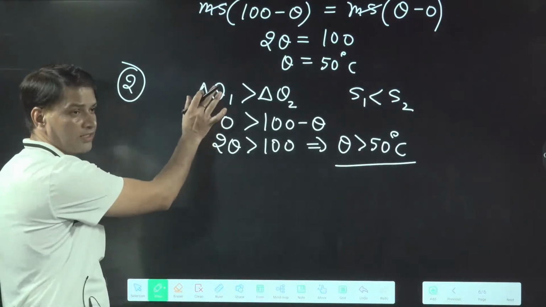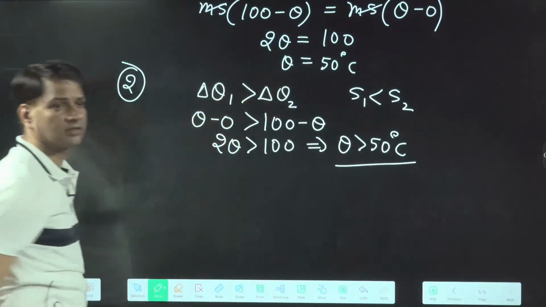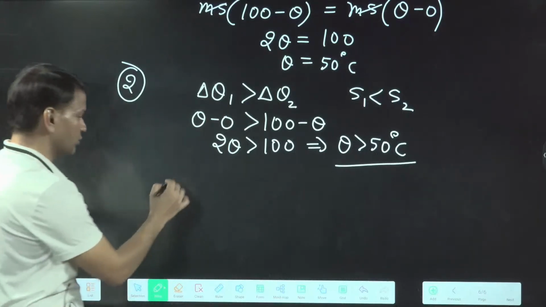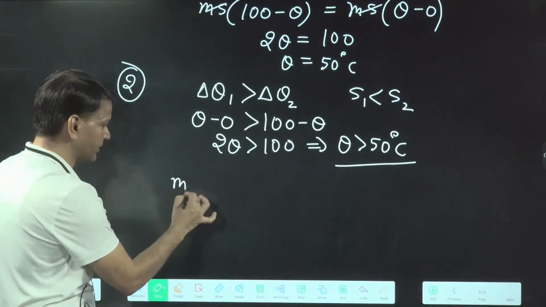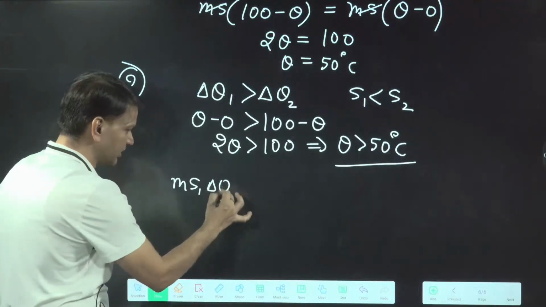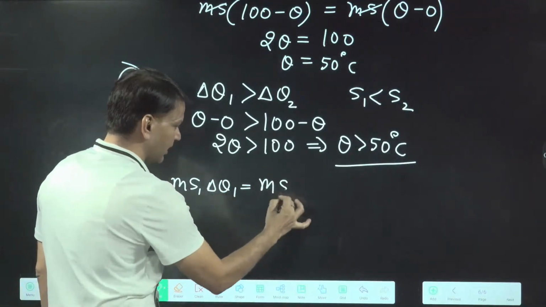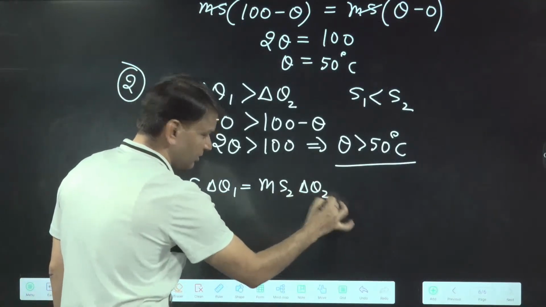Okay. Second way, if you want to do it more mathematically, then you can say, suppose one change in temperature is delta theta 1, the other change in temperature is delta theta 2. So heat given is equal to heat taken. So you will say what? M1 S1 delta theta 1 is equal to M2 S2 delta theta 2.